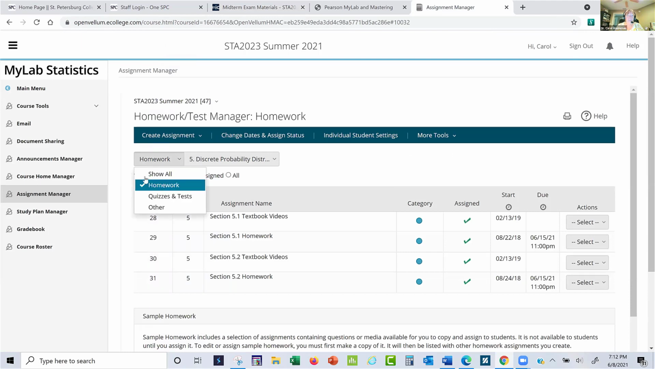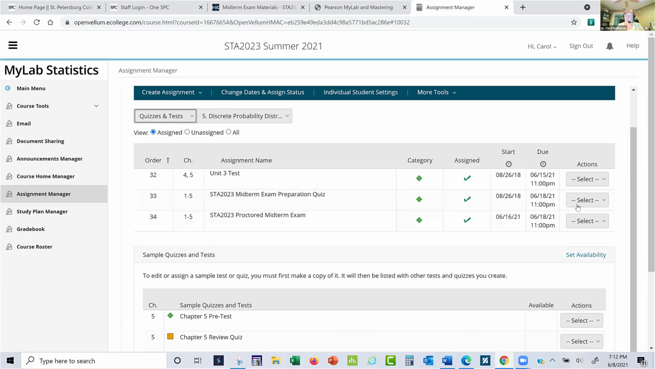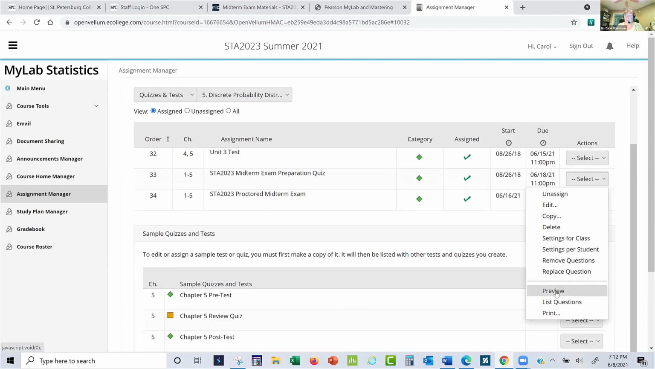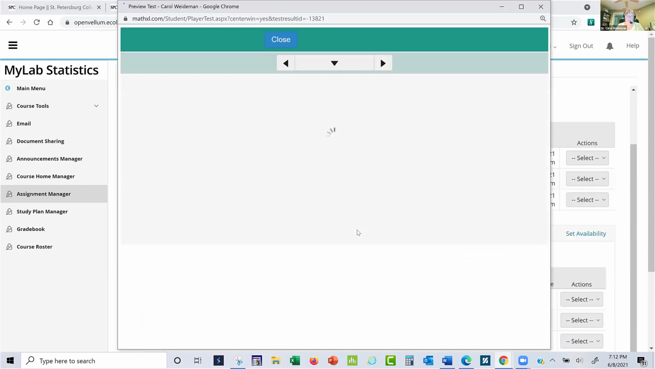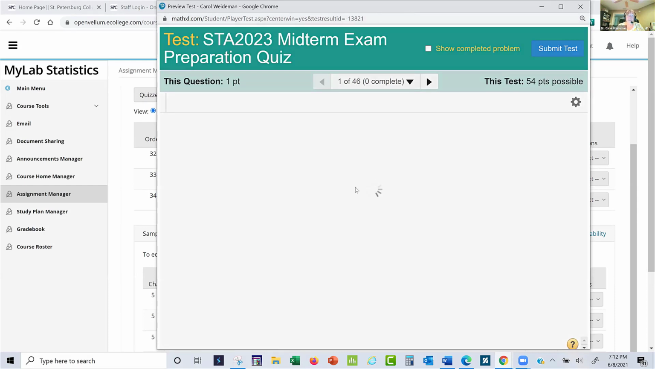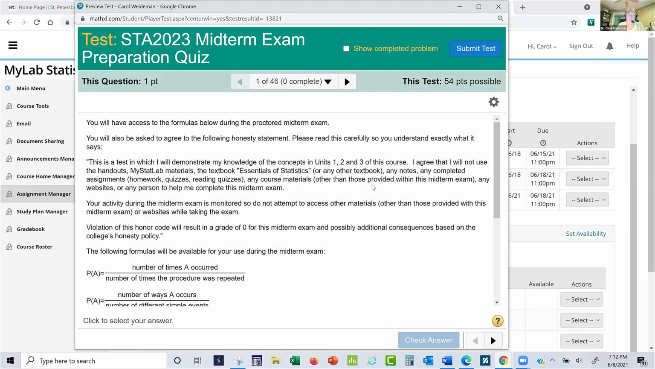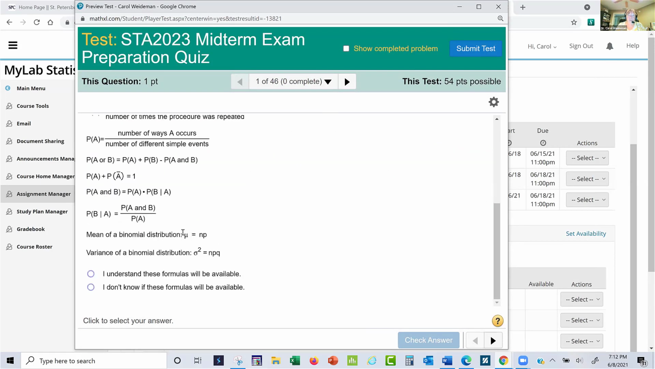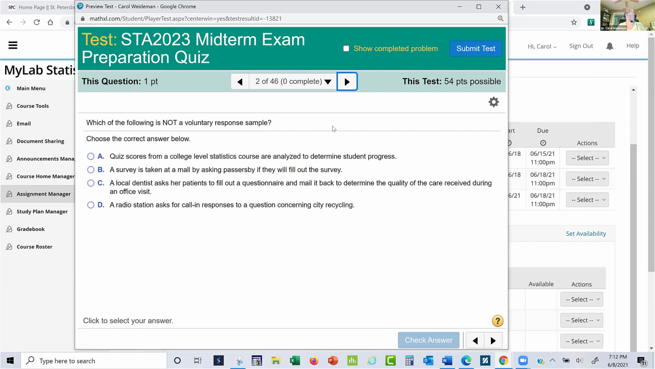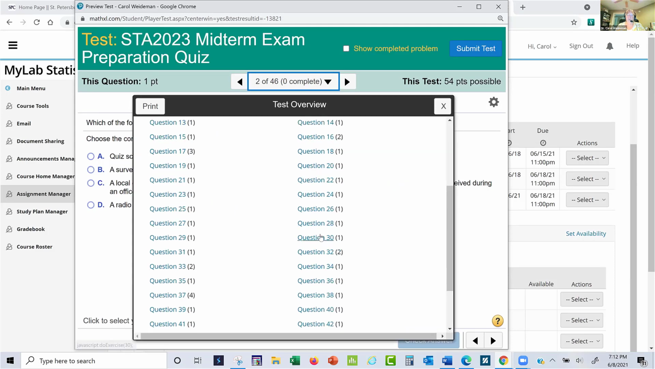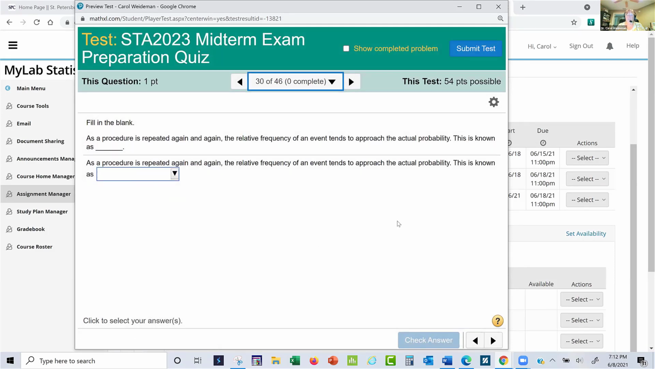Let's take a look at the midterm prep quiz real quick. So here's a midterm prep quiz. And let's take a preview. And again, I will make available a copy for this to go over next week. And the first question on the prep quiz, which is the same thing that's going to be on the midterm, gives you some of the formulas. So there's the formula that we just talked about for the binomial mean and standard deviation, or variance rather. There are some of your probability formulas. And then your questions go in order of the material as we learned it in the course. So unit 1, unit 2, unit 3. And I urge you to use this to help you get ready for the actual midterm, because the questions are going to be very similar.